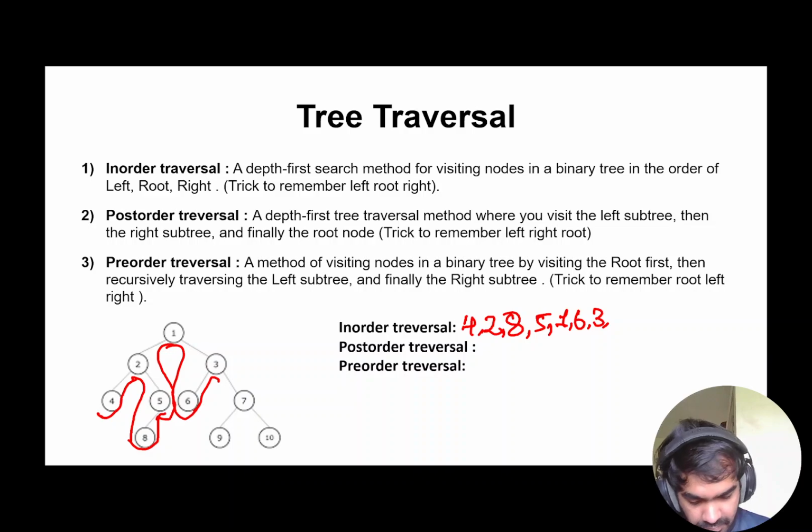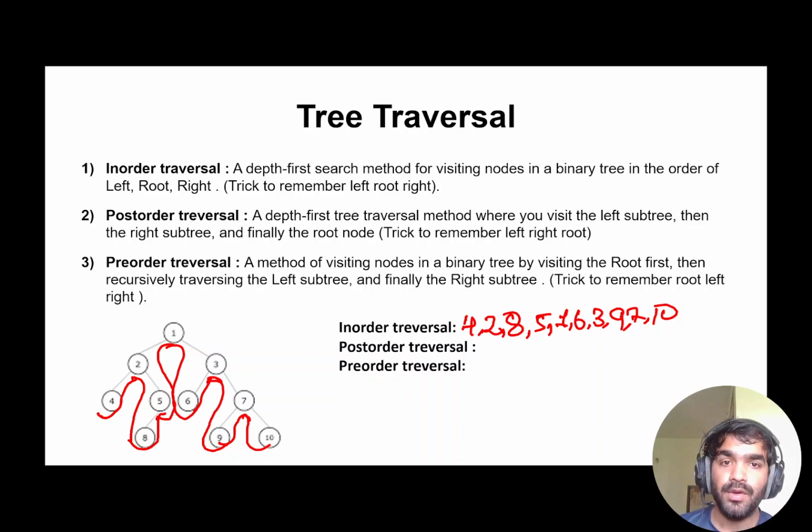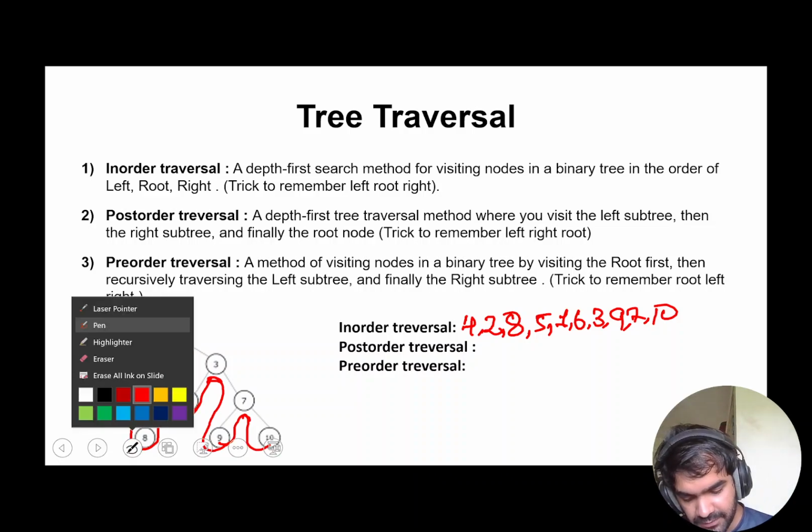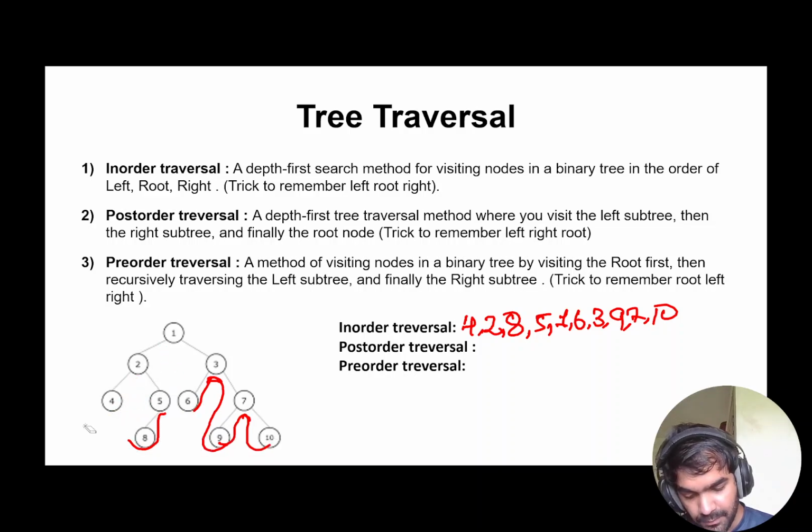We print out 3. Then we go to the right subtree of node 3, and in the left we get the node 9. We print it out. Then after 9 we print out 7. Then after 7 we print out 10. So the in order traversal of the tree I gave was 4, 2, 8, 5, 1, 6, 3, 9, 7 and 10. Moving on to the next traversal method, which is post order traversal.